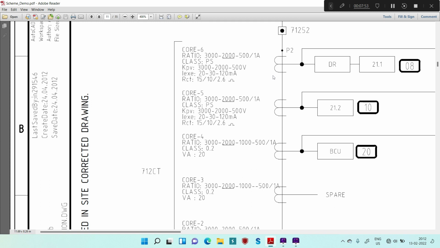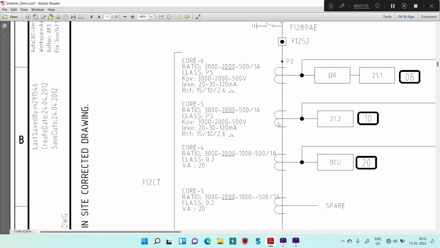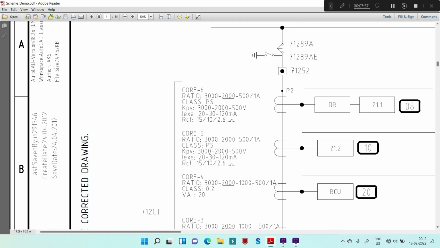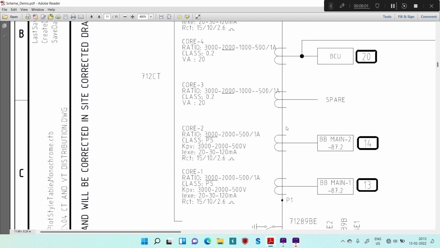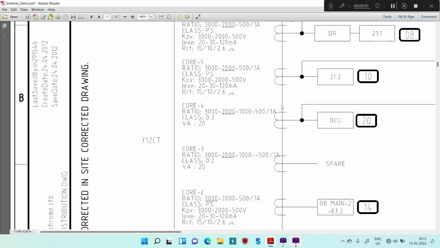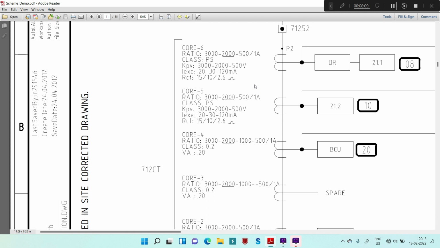If you see, this symbol is for current transformer. So this is basically your circuit breaker followed by a current transformer, and on this current transformer, if you see here, 1, 2, 3, then 4, 5, 6, this is a 6 core current transformer. And if you see here 3000, 2500 by 1, that means this is a multi-ratio current transformer.